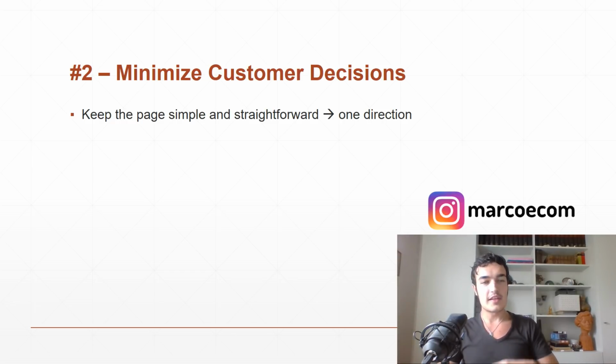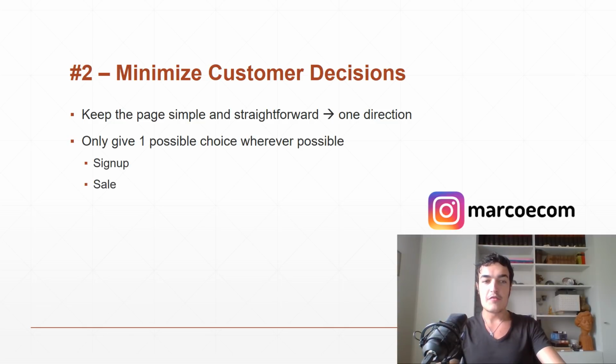If you have too many links, too many distractions, too many options for people to choose from, you're not keeping it simple and straightforward, and you will see that your bounce rate will increase highly because people don't continue, they're just too confused, and it's basically work for them, right? Making decisions whether they should keep reading or check something else, it's work, and you should avoid that by all means. Give them one possible choice wherever it's possible, whether it's a sign up for a newsletter or a sale.